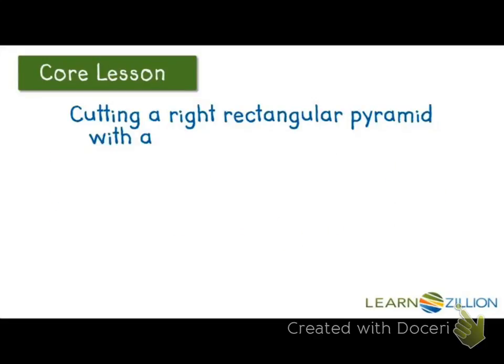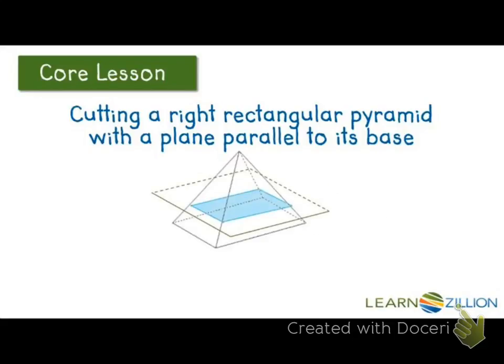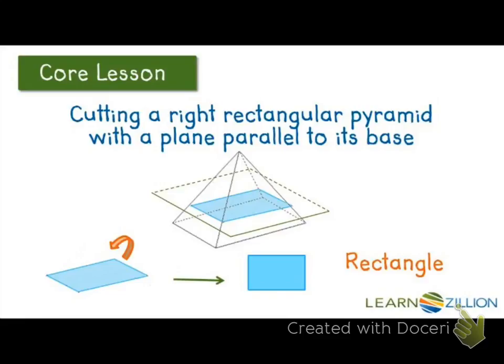Now let's consider cutting a right rectangular pyramid with a plane parallel to its base, as shown. If we were to slide the plane across the pyramid, try to imagine what the cross-section would look like. This diagram shows the cross-section in blue. From our perspective, it appears to be a parallelogram, doesn't it? However, if we turn it and look at it straight on, we can see that the cross-section is actually a rectangle.